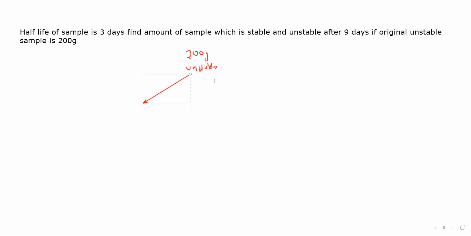After 3 days, because after every 3 days, it will be half of its original value. So after 3 days, how much will be stable and how much is unstable? 100 gram will be stable and 100 gram will be unstable.